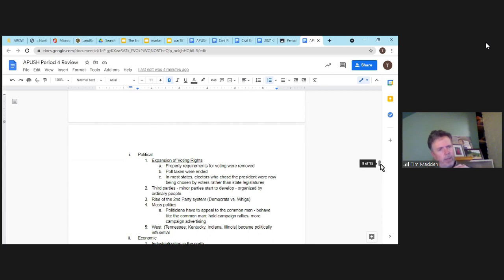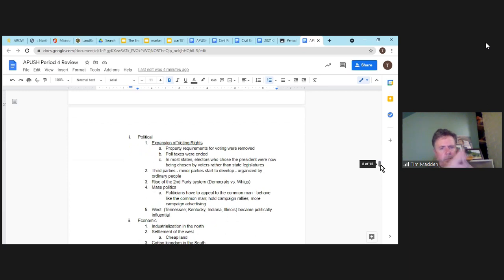Additionally, the Electoral College is now being chosen by voters rather than by state legislatures. So it's up to each state to decide how their electors are chosen. States were passing those reforms to give voters that say.